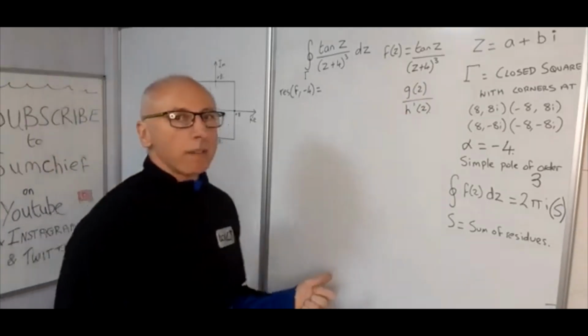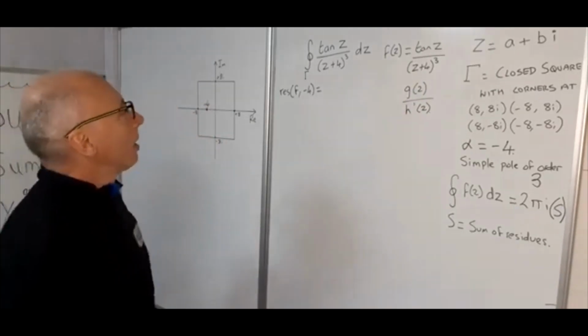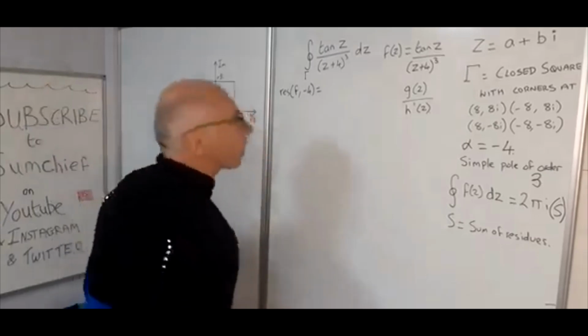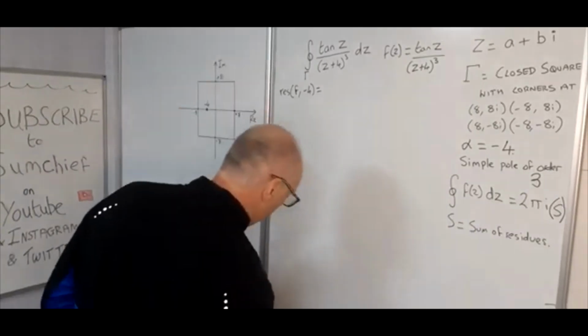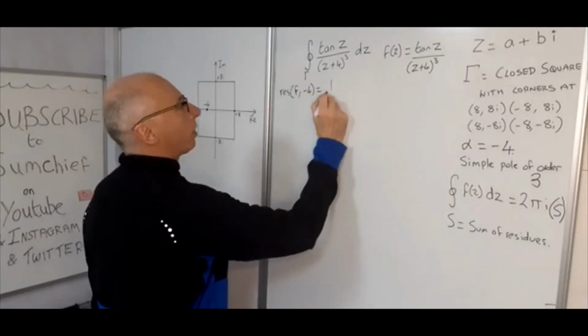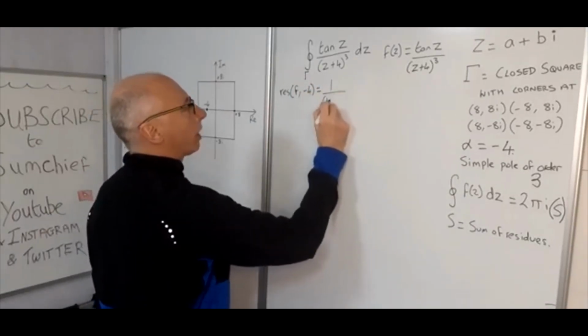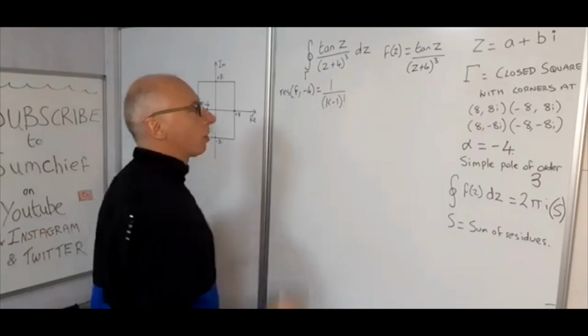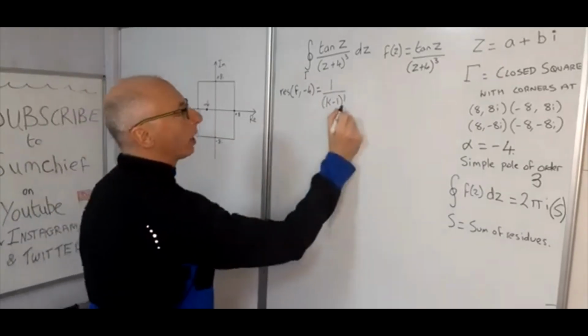So we need to use the advanced version of that. So what we use is this one here. I'll write this one down. So it equals 1 over k minus 1 factorial. That's the first part of the formula.